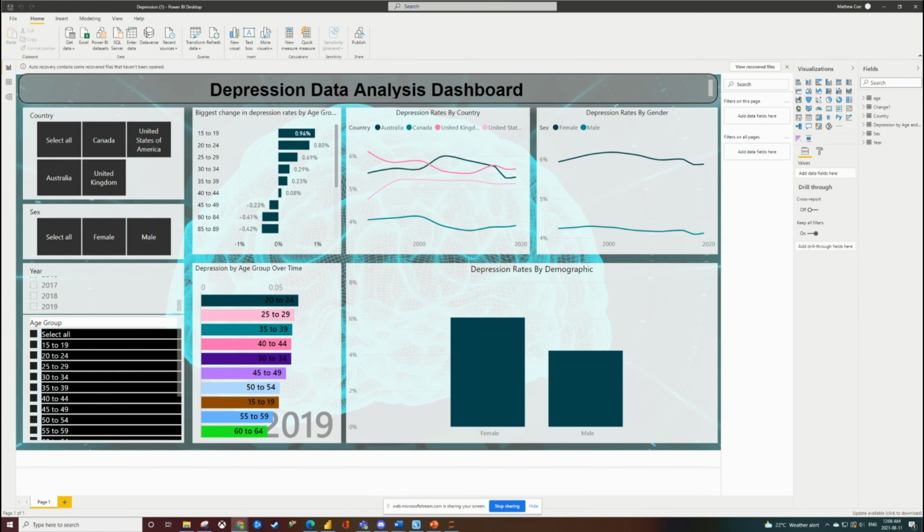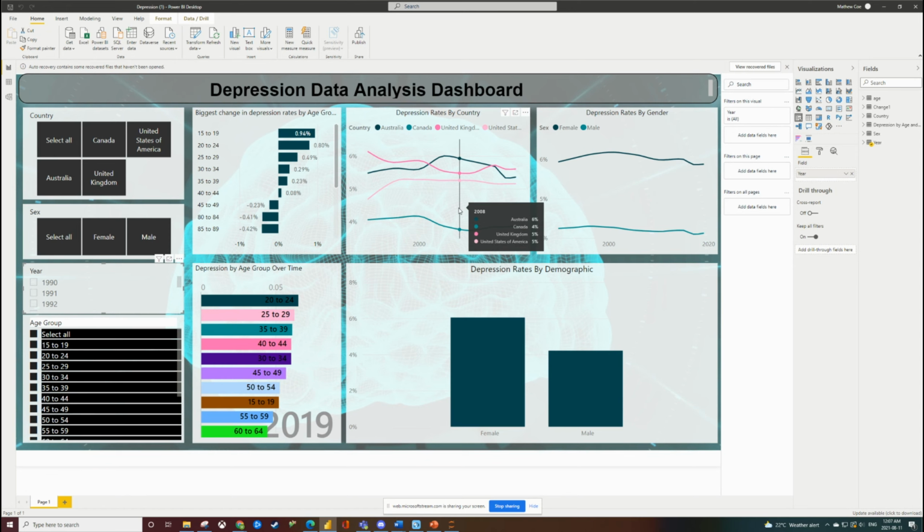I was tasked with doing the data visualization and breaking down the data into different demographics. The demographics that we'll be looking at are the different countries, so Canada, United States, Australia, United Kingdom, the different genders, so female and male, the different years, which we have here to show over time, and the different age groups as well.